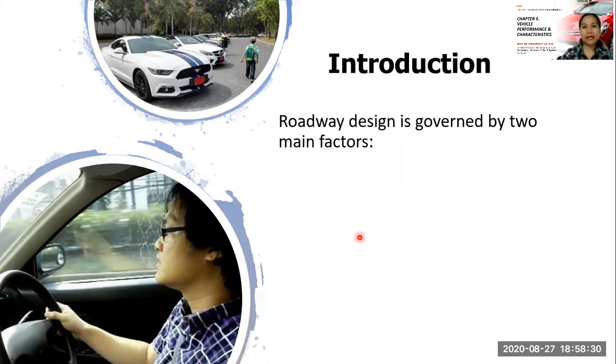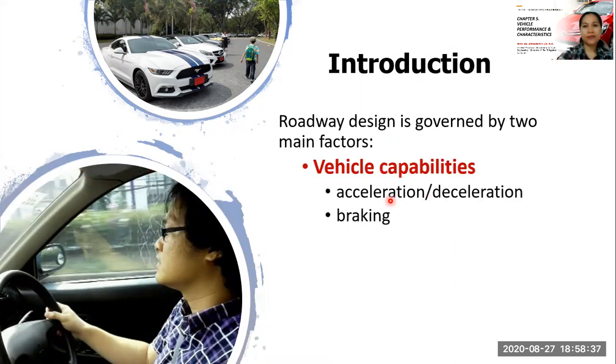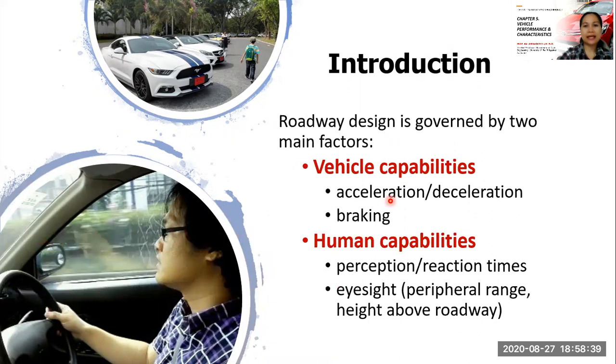Now, road design is governed by two main factors. We have the vehicle capabilities and the human or driver capabilities. For the vehicle capabilities, the vehicle can either accelerate or move to a higher speed, or decelerate. This is to reduce the speed of operation, or it can also brake to a stop.